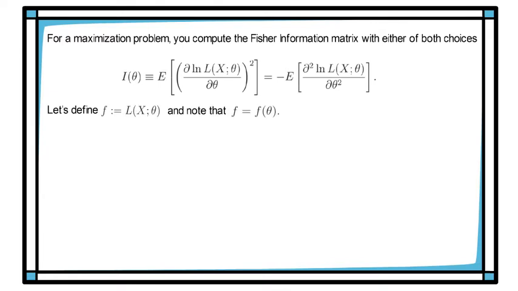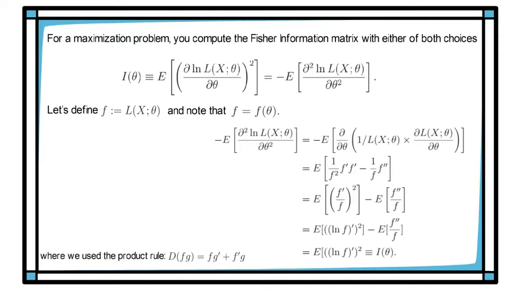So we define f to be the likelihood that depends on the data x and the parameter theta, and to shorten the notation, we just say f is a function of theta, because that's the parameter vector. So we ignore the x.